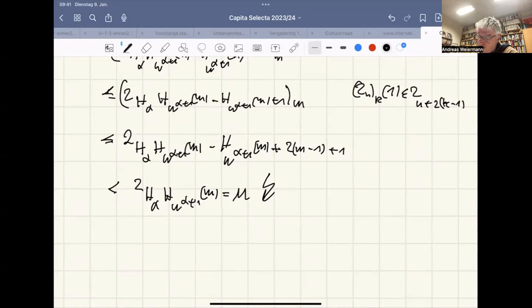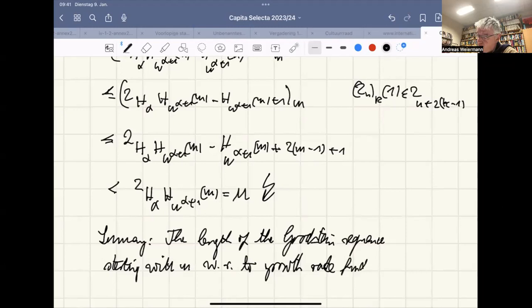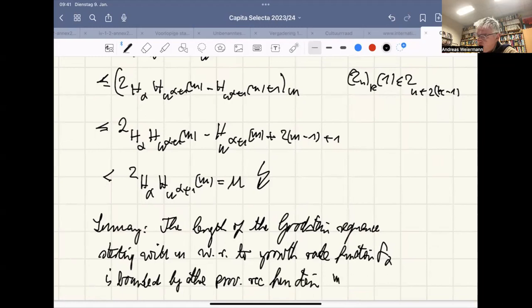Yeah, so summary. The length of the Goodstein sequence starting with m, with respect to growth rate function f alpha, is bounded by the provably recursive function m goes to 2h alpha of h omega to the alpha plus 1 of m. And this ends the lecture.